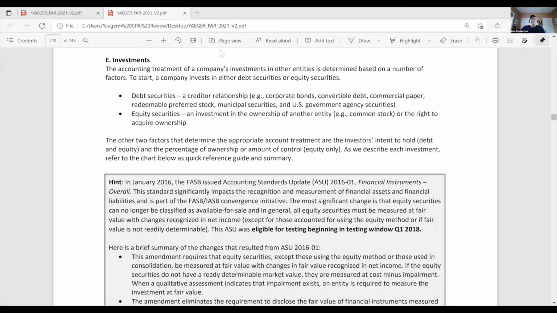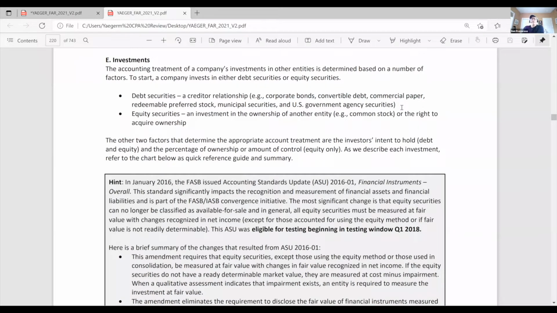So the accounting treatment of a company's investment in equities is determined by quite a number of different factors. To start, we're going to go through in detail the investments in debt securities and equity securities. An investment in a debt security is investing in something like a corporate bond, convertible debt, commercial paper, redeemable preferred stock, municipal securities, and U.S. government agency securities. Those are part of the group called debt securities.